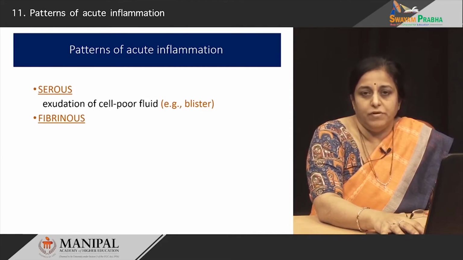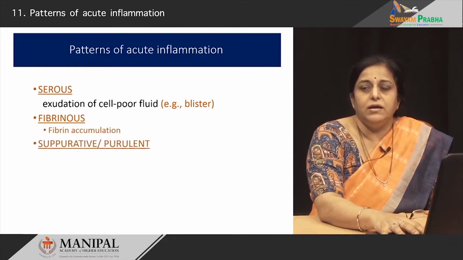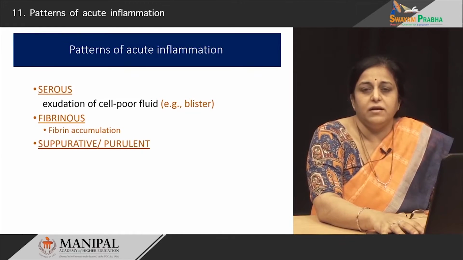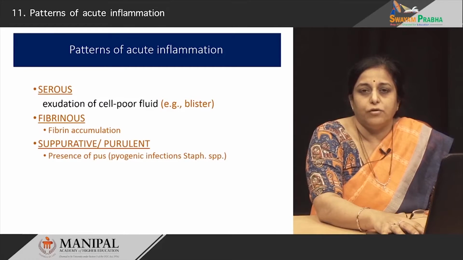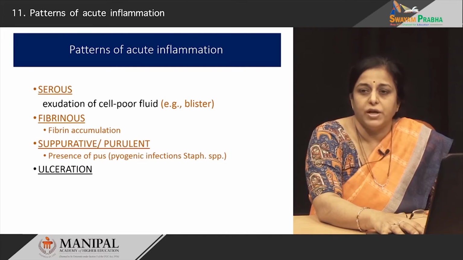The second type of inflammatory reaction can be fibrinous. As the name suggests, there is a lot of fibrin deposition at the site of inflammation. This is particularly seen in cavities like the pericardial cavity, which we will see in the next slide. Third is suppurative or purulent inflammation. This is the classical morphological appearance of infection, particularly with pyogenic or destructive microorganisms, and what you get at the site is pus. The fourth type is ulceration. Because of the injury, the epithelial surface may get denuded or eroded, resulting in the formation of an ulcer.